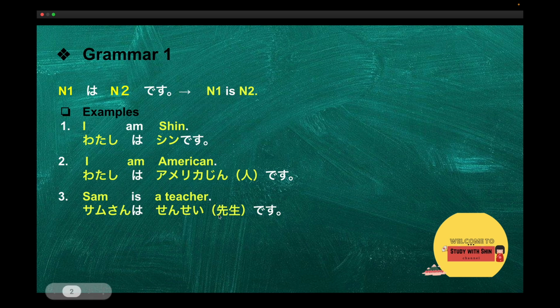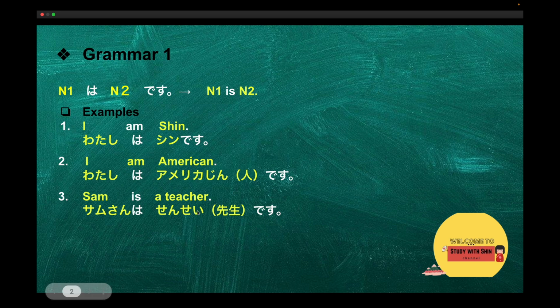Samu-san wa sensei desu. Samu-san is, as I said, Sam. And then sensei means teacher. Sensei desu. Samu-san wa sensei desu. Noun 1 wa, noun 2 desu.